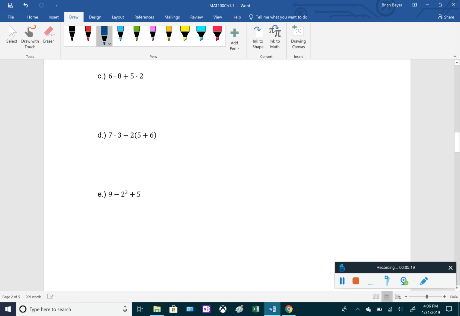Next one, 6 times 8 plus 5 times 2. So we have addition and a couple multiplications. So what I'm going to do is do both of those multiplications first because they're both separated by addition. So 6 times 8 is 48. 5 times 2 is 10. 48 plus 10, 58.